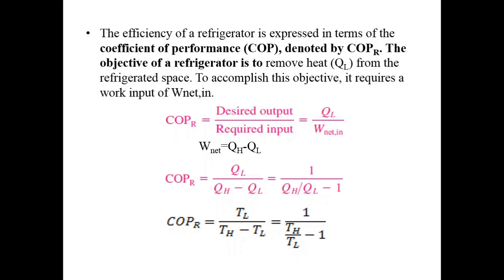In the case of a heat engine, the W net is the output we take from the engine. But in the case of a refrigerator, the net work done is given as an input to the refrigerator, where W net is equal to QH minus QL. Therefore COP is equal to QL divided by QH minus QL, or in terms of temperature, COP is equal to TL by TH minus TL.